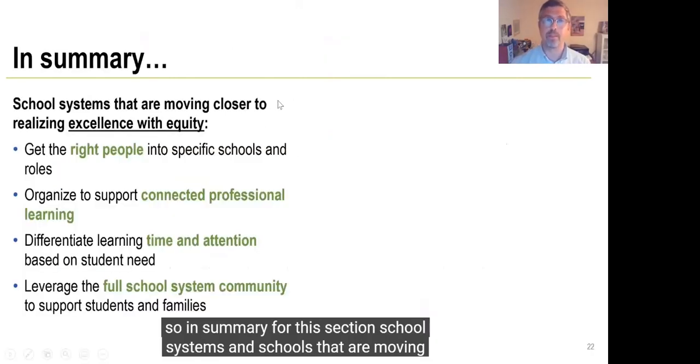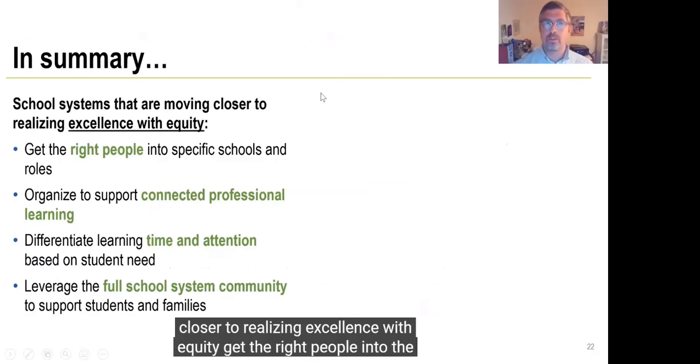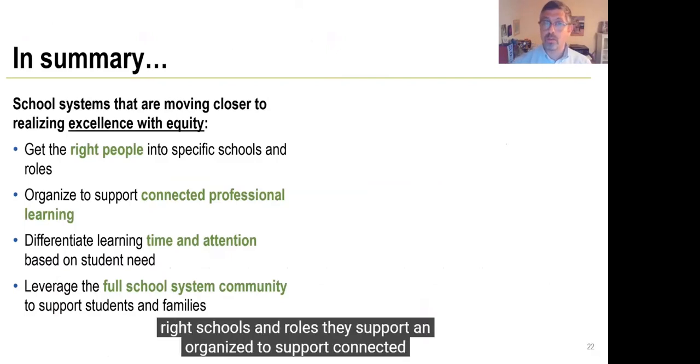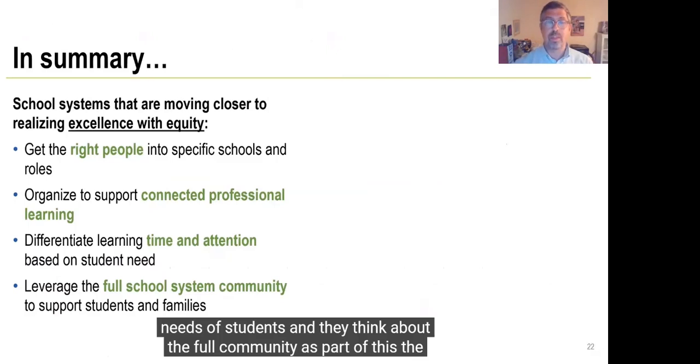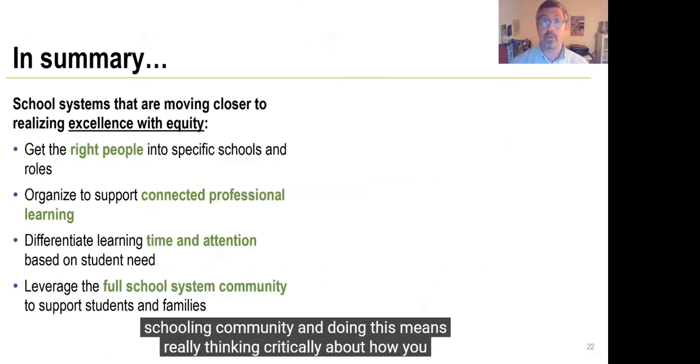So, in summary for this section, school systems and schools that are moving closer to realizing excellence with equity get the right people into the right schools and roles. They organize to support connected professional learning. They differentiate learning time and attention based on the needs of students, and they think about the full community as part of the schooling community.